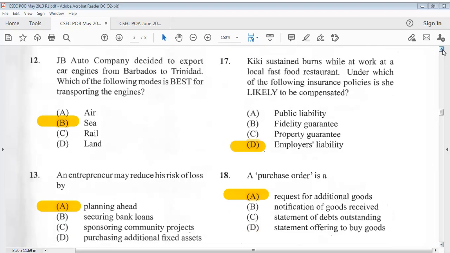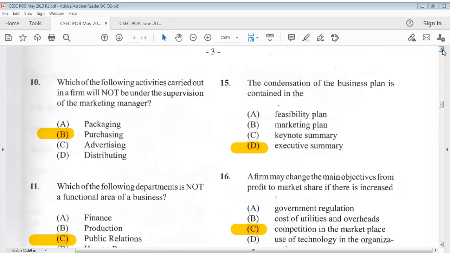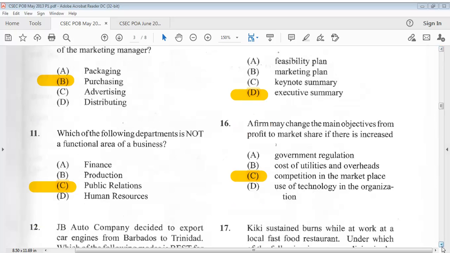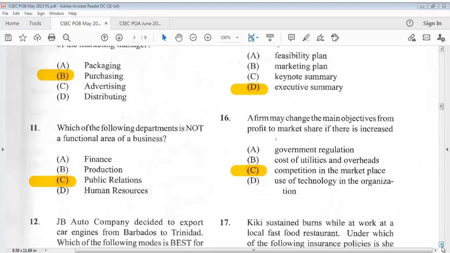Let's move on to 15. It says a condensation of the business plan is contained in, we know that is contained in the executive summary. So the answer is D. 17 says, a firm may change the main objectives from profit to market share if there is increased, the answer, C, competition in the marketplace.